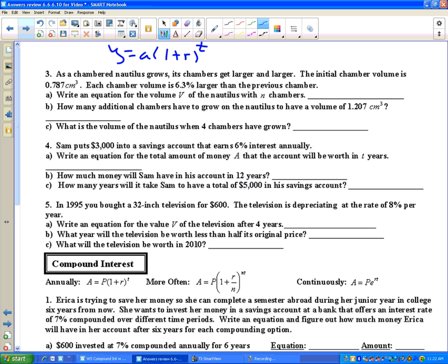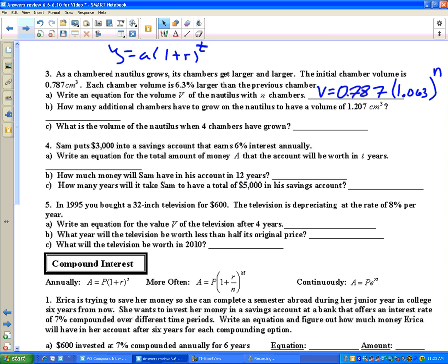I want to write the equation, so my volume is equal to my initial amount, 0.787, times my base, or my common multiplier, which is 1 plus 6.3%, so 1.063 to the n power, since n is the number of chambers. How many additional chambers have to grow on the Nautilus to have a volume of 1.207?